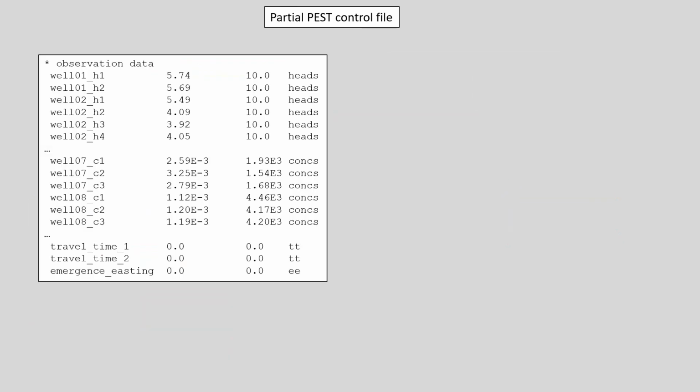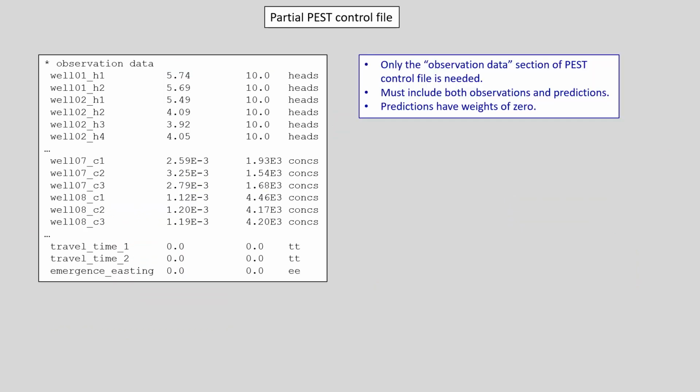Let's look at the partial PEST control file. When using DSI2, this partial PEST control file must include both observations and predictions. It can be an entire PEST control file, but all that DSI2 reads is the observation data section of that file. Predictions are distinguished from observations by having weights of 0. This is how DSI2 knows that these are predictions.